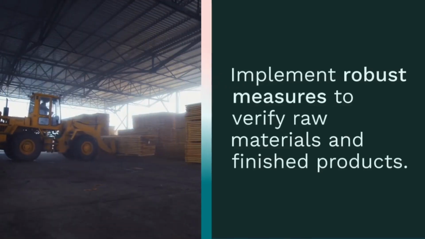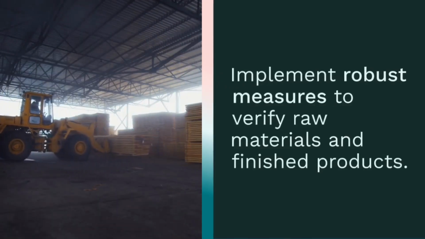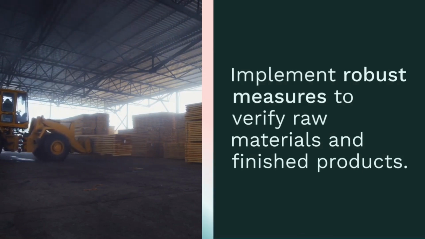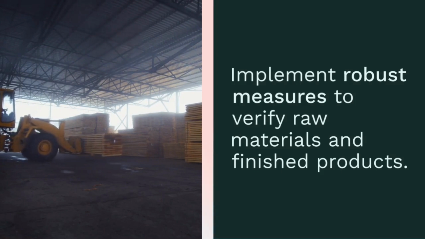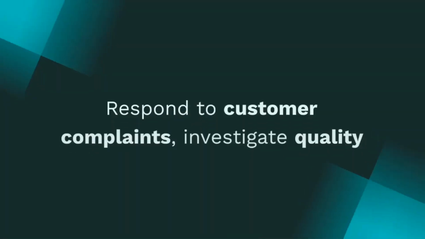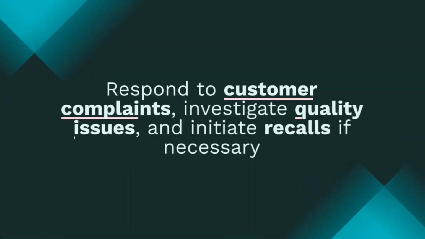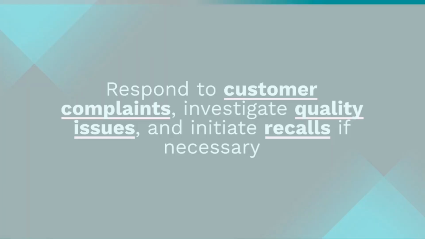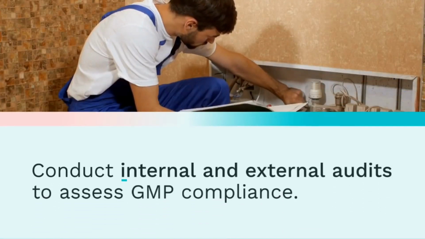7. Complaint handling and product recall procedures. Procedures should be in place to handle customer complaints, investigate quality issues, and initiate product recalls if necessary. These processes should be documented and regularly reviewed. 8. Regular audits and inspections. Internal and external audits should be conducted periodically to assess compliance with GMP guidelines. Regulatory authorities may also conduct inspections to ensure compliance with applicable regulations.